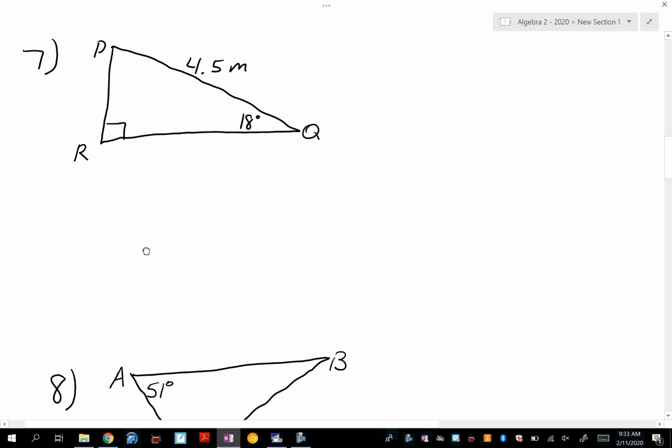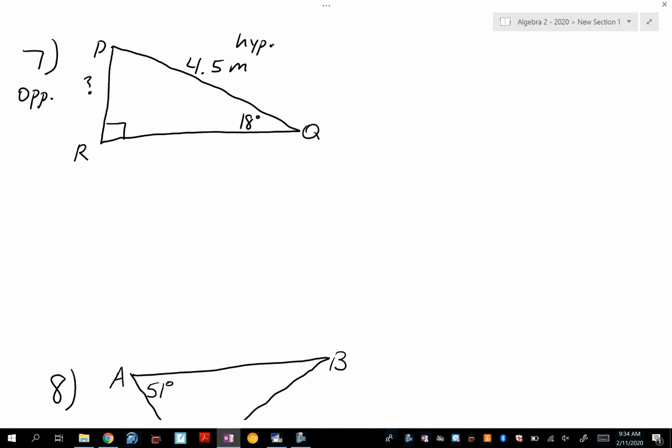Number 7 says to solve for PR. So I'm trying to solve for this piece right here. So I put a question mark. You can use X, whatever your favorite letter is. All right? So when I'm thinking about what I'm going to use to solve this, I notice they're giving me the angle Q. And if I think about PR, that missing piece that I want to know, that is the opposite side from angle Q. They've also given me the hypotenuse, since 4.5 meters is across from the right angle. So if I have the opposite side that I want to find, and I know the hypotenuse, then I'm going to use the trig ratio that corresponds to opposite and hypotenuse, so that is sine.